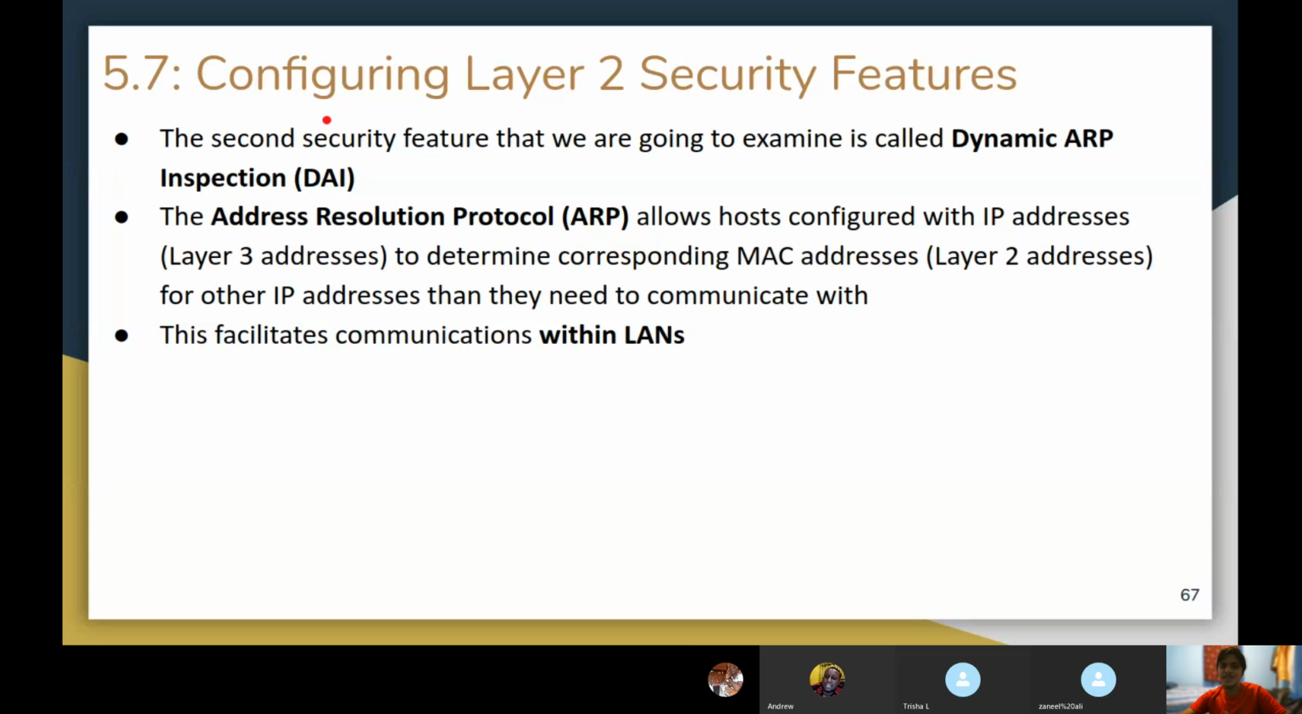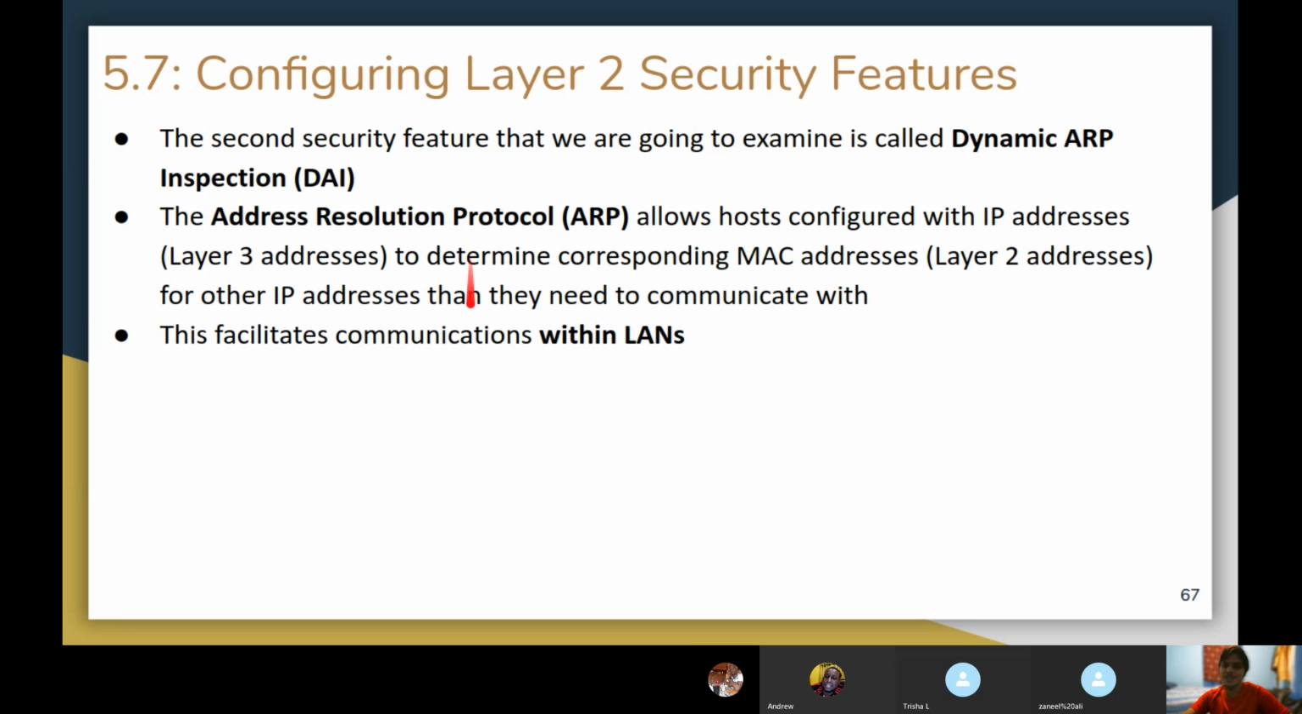Now, the second security feature that we are going to examine is called Dynamic ARP Inspection, or DAI. The Address Resolution Protocol, or ARP, allows hosts configured with IP addresses or layer 3 addresses to determine corresponding MAC addresses or layer 2 addresses for other IP addresses that they need to communicate with. This facilitates communications within LANs. So, sorry, Cisco didn't introduce ARP before because it is a very important protocol, and Cisco seems to kind of neglect it all the time. They never put it into the syllabus explicitly. So we kind of need to wiggle it in different places.